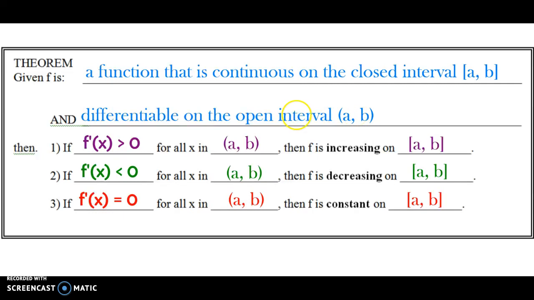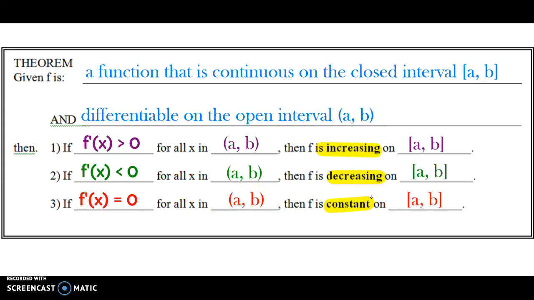Okay, anyway, same conditions. Then, if f prime of x is greater than 0 for all x in the open interval, then f is increasing on a to b. If f prime of x is less than 0 for all x in a to b, then f of x is decreasing on a to b. And last but not least, if f prime of x is equal to 0 for all x in a to b, then f is constant on a to b.